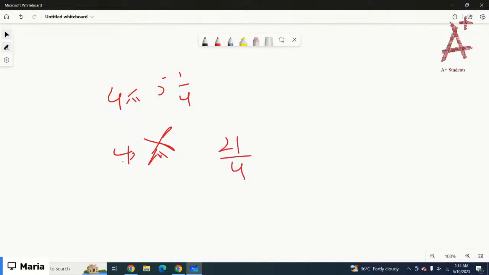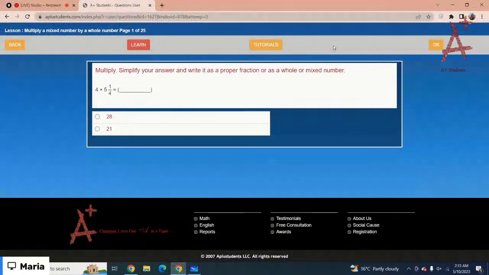Just multiply numerator times numerator, or you can cancel out the same terms. Got it? 4 and 4 cancel out each other and you are left with 21. 4 and 4 cancel out because they are in the numerator and denominator, so you can cancel them out. So the correct option is 21.